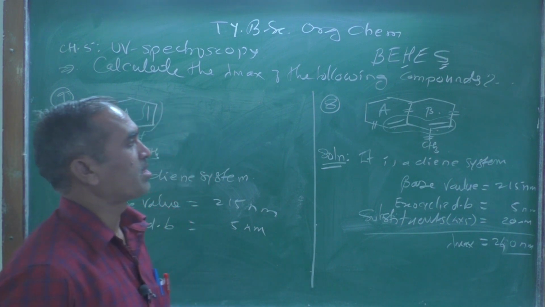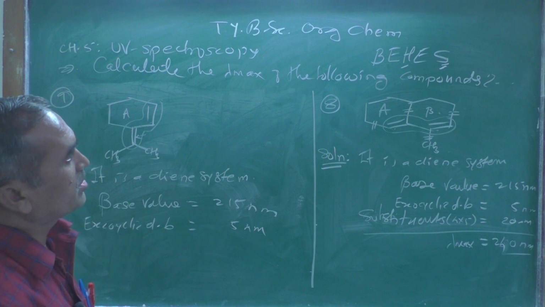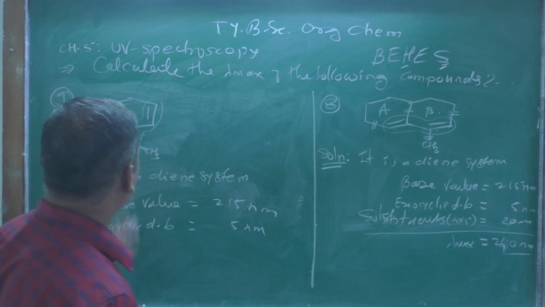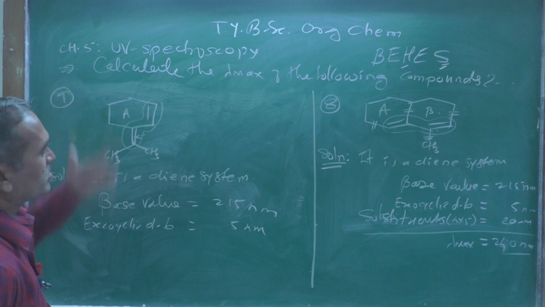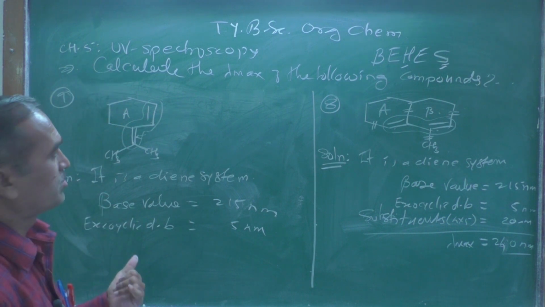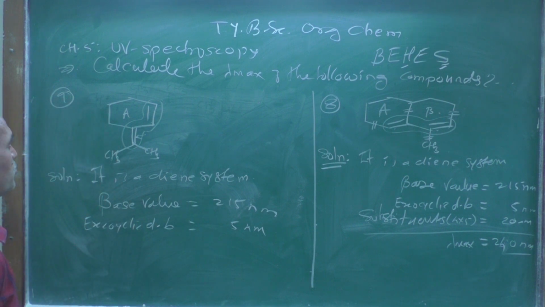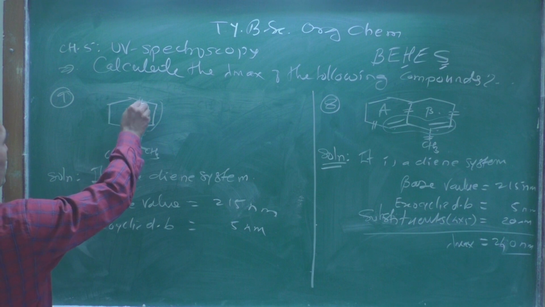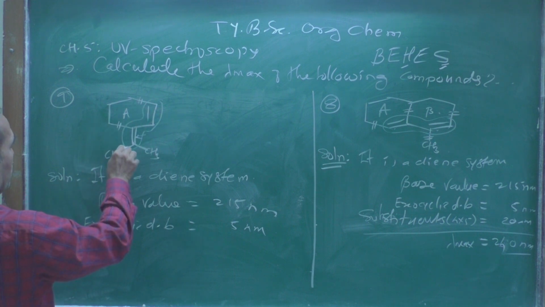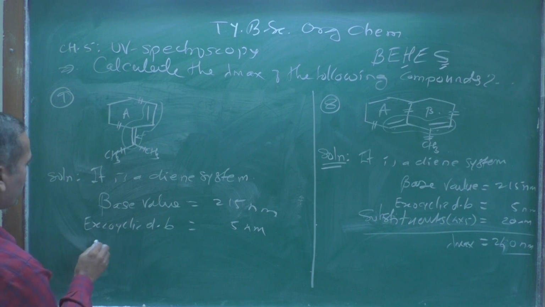Then extended conjugation or extra double bond. Look here, it is only a diene system, no extra double bond is present over there. So here no extended conjugation. Now the substituents. Count the substituents over here. Look here, one substituent, second, third, and fourth. Once again there are four substituents.